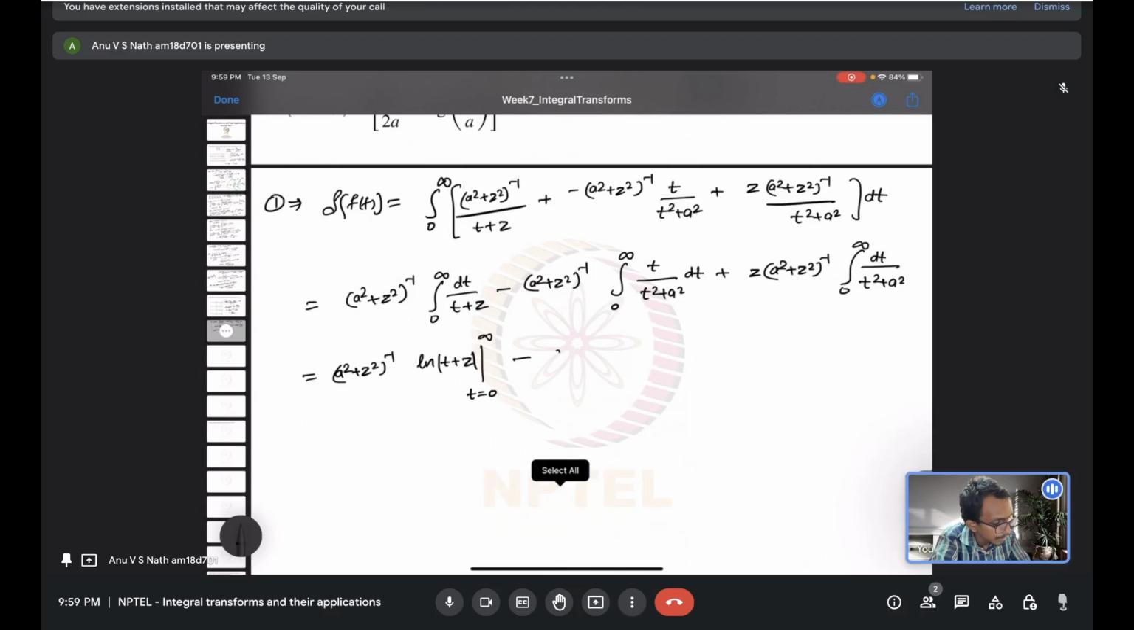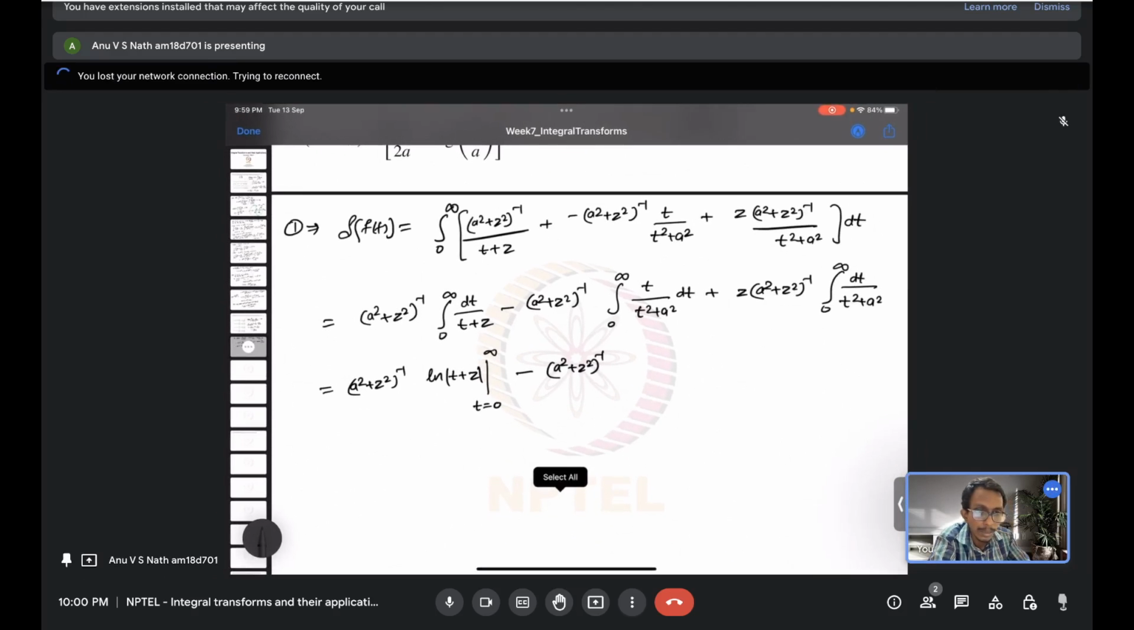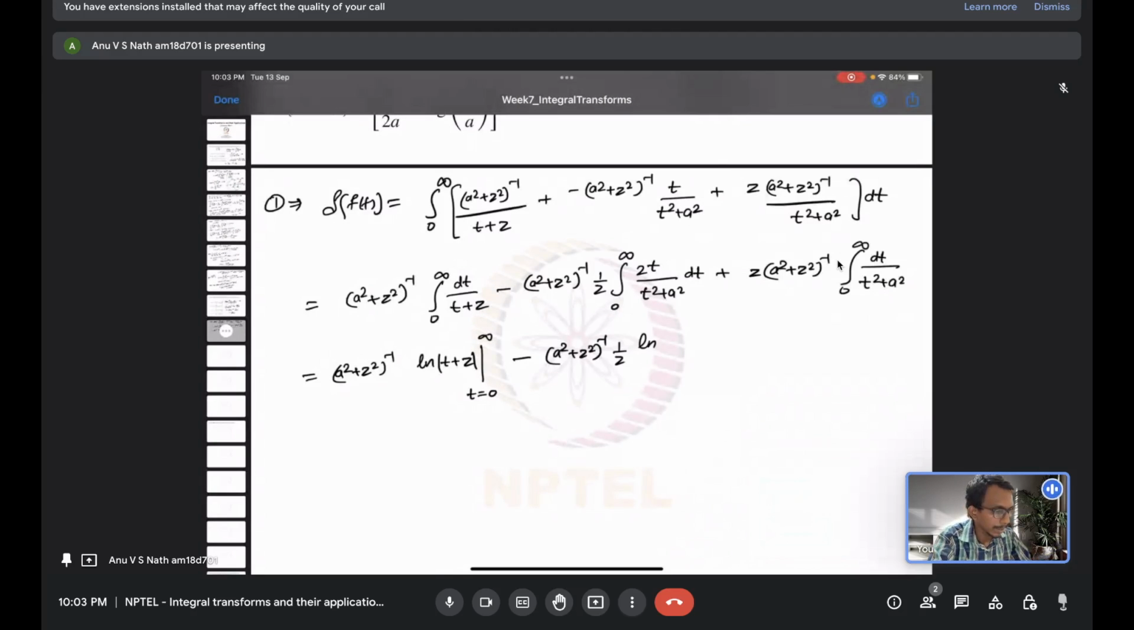Okay, anyway, from the second integral you will see (a square plus z square) inverse is a constant, and it's t divided by t square plus a square. So we make it in a way that, in the denominator we have t square plus a square, whose derivative is 2t. So let's make the numerator in such a way that the derivative of the denominator appears in the numerator. Then the second integral can be written as (a square plus z square) inverse times half, then integral of 2t dt divided by t square plus a square. So now the denominator is t square plus a square, its derivative 2t is appearing in the numerator, so the integral will be just log modulus of t square plus a square. And this half can be taken inside using the properties of the log, which will appear as a square root of this expression.